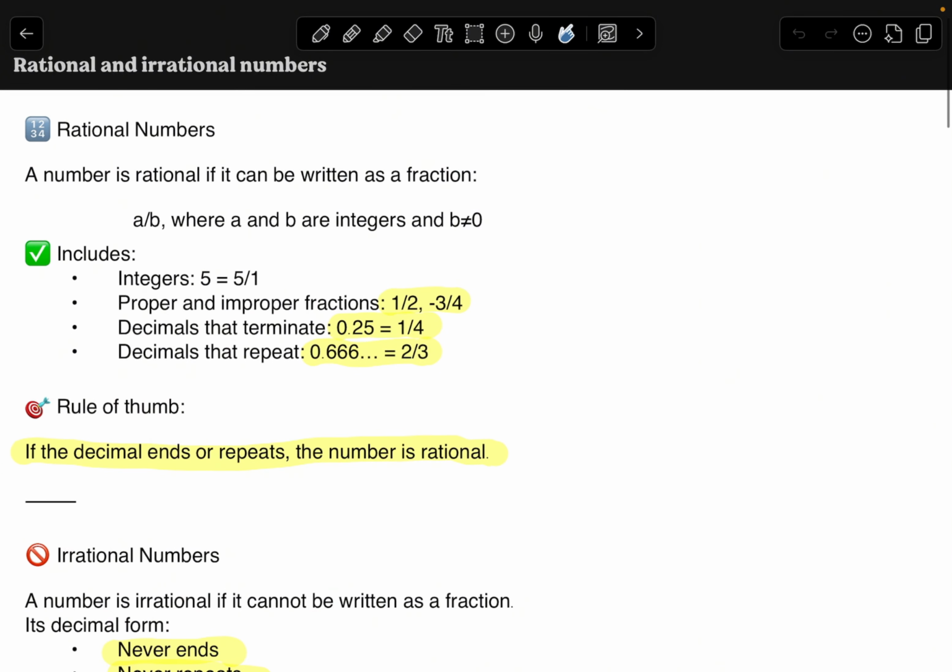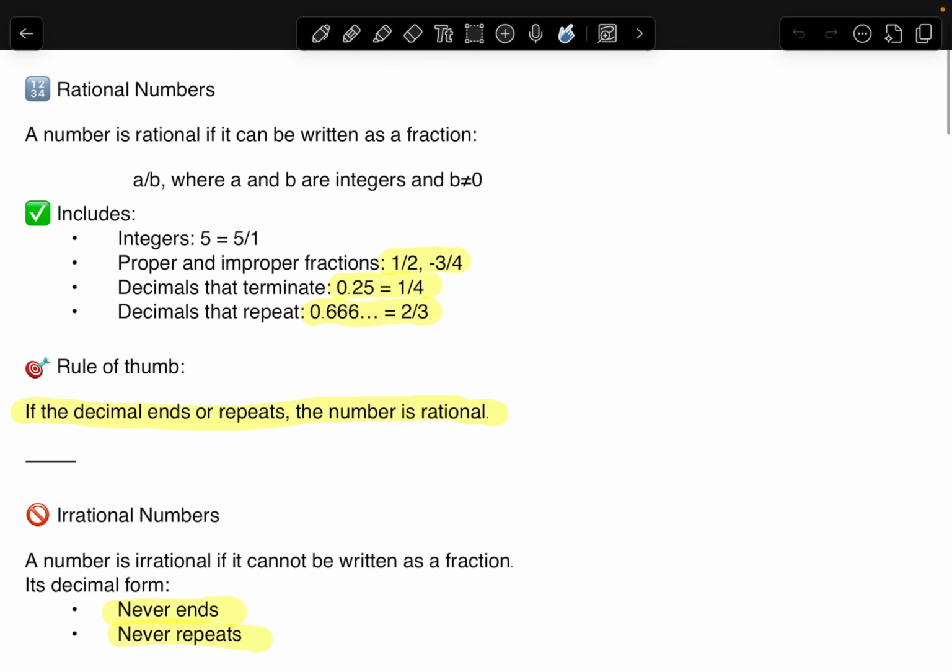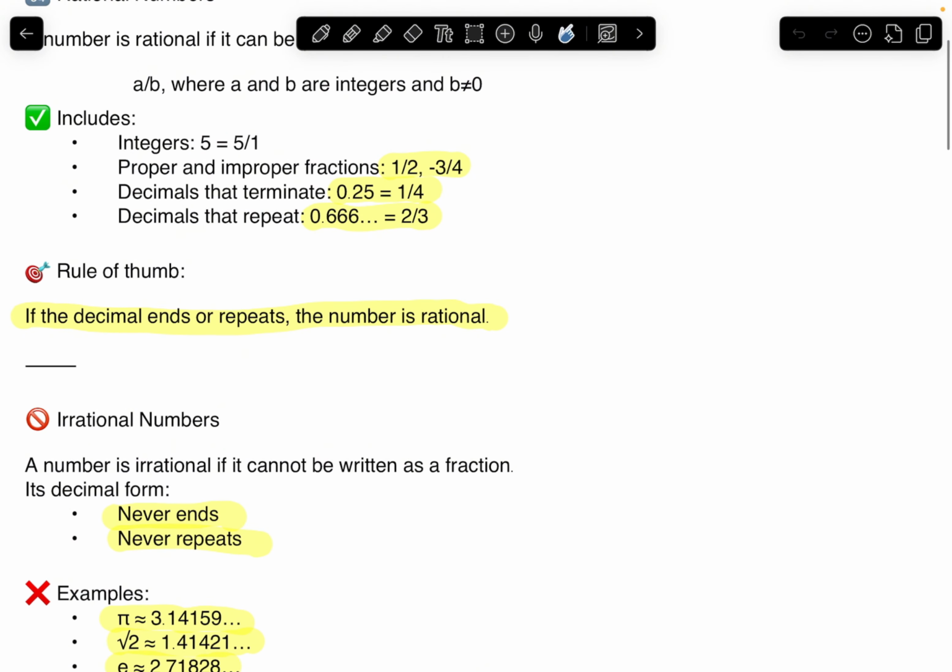1/2 or minus 3/4, decimals that terminate like 0.25 or 1/4, decimals that repeat like 0.6666666 and so on, or 2/3. Rule of thumb: if the decimal ends or repeats, the number is rational.